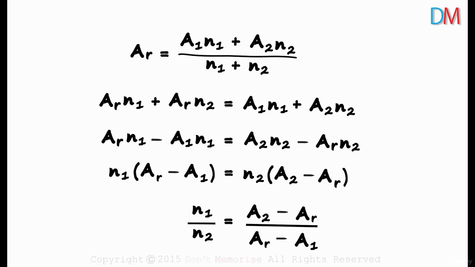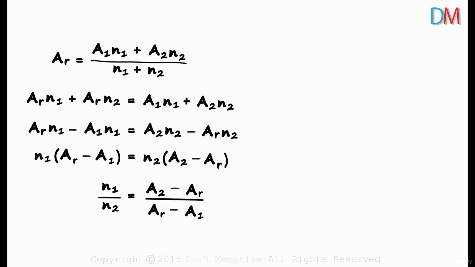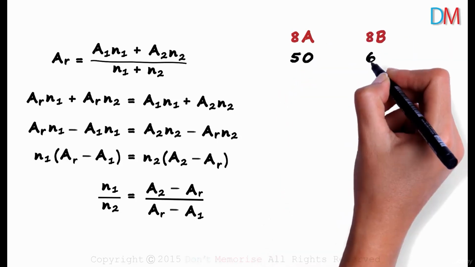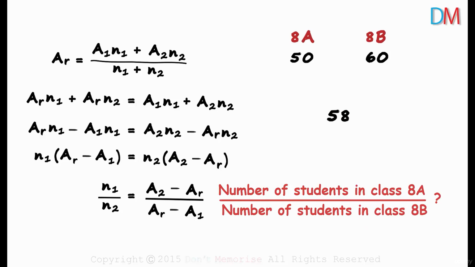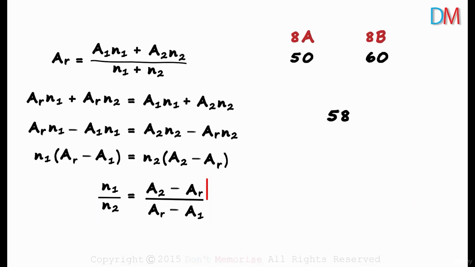Now let's apply this to the problem we just saw. There are two divisions in class 8, divisions A and B. The average weights of the students are 50 and 60 kilograms in divisions A and B respectively. And we are given the average weight of all the students in class 8 as 58 kilograms. Now with this information, we are asked for the ratio of number of students in class 8A to the number of students in class 8B. Applying this formula, we get A2 minus AR as 60 minus 58 and AR minus A1 as 58 minus 50. And we get the ratio as 2 over 8 or 1 over 4.